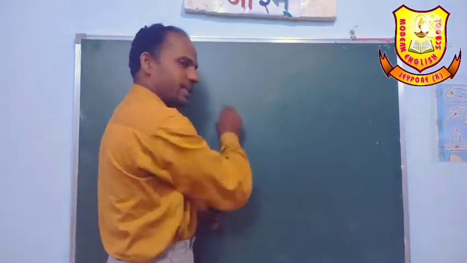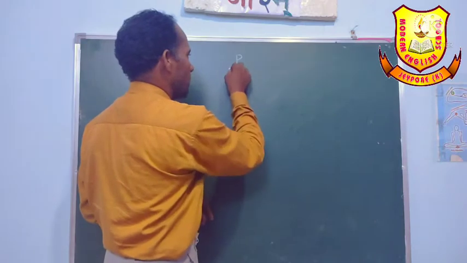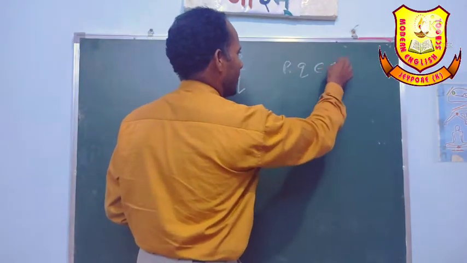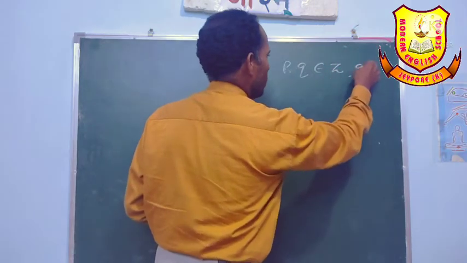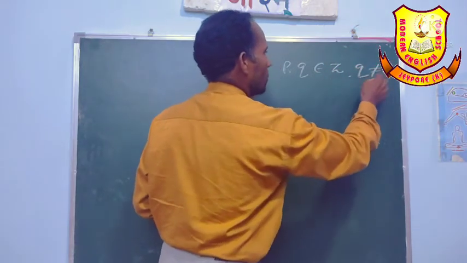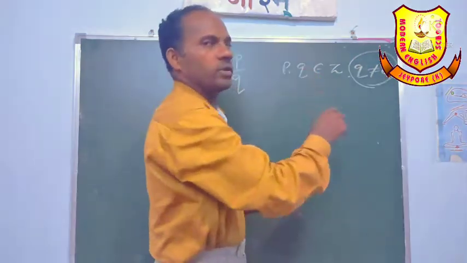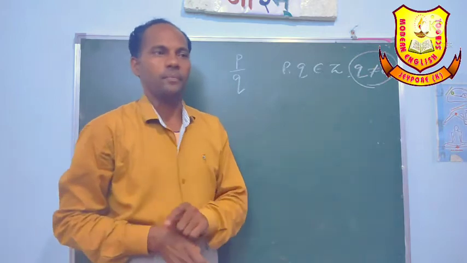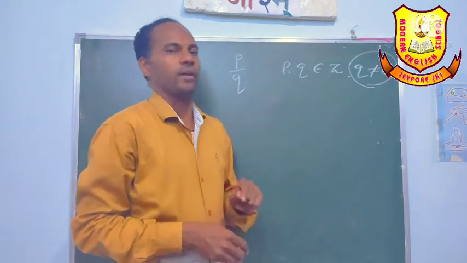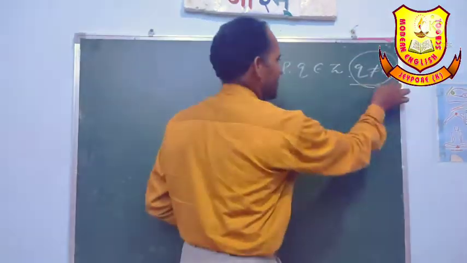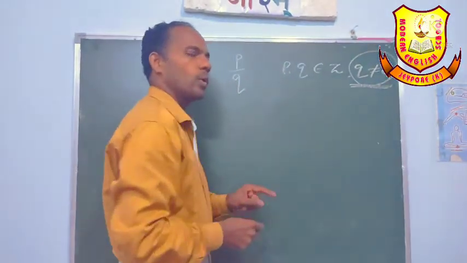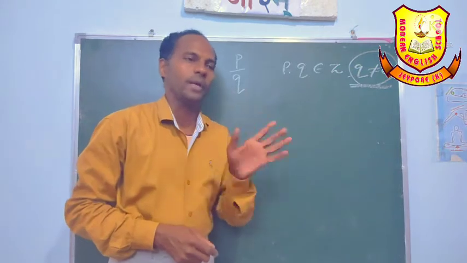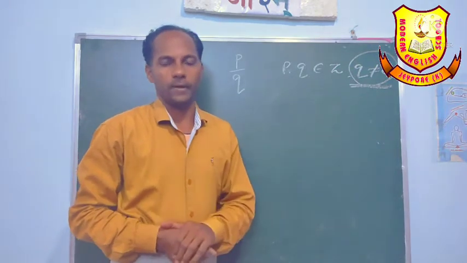Whenever a rational number is represented in the form p by q, p and q are integers and q is not equal to 0. Why q is not equal to 0, I have also taught you. Still, again, what is the error because of q equal to 0? That part I will show you, and it will be related to a linear equation.